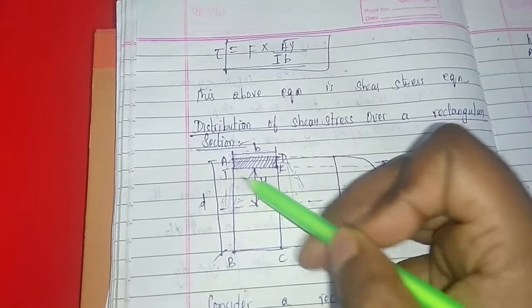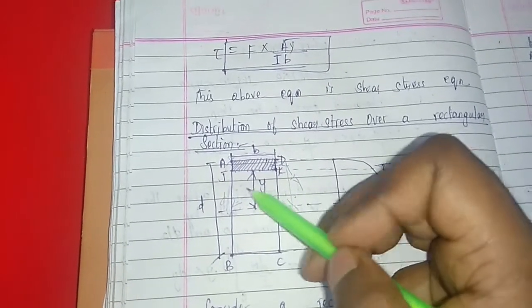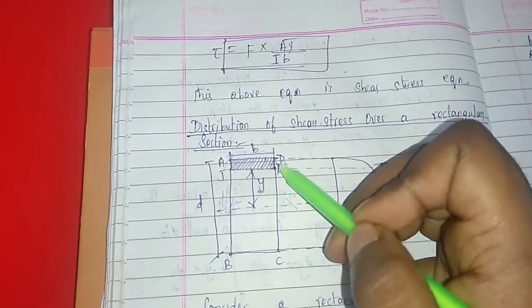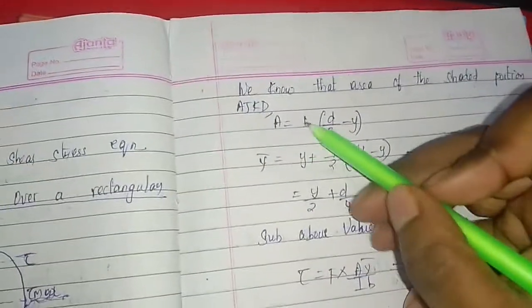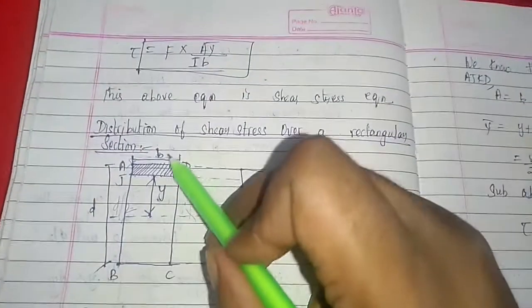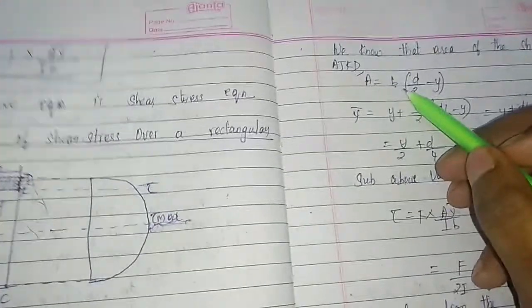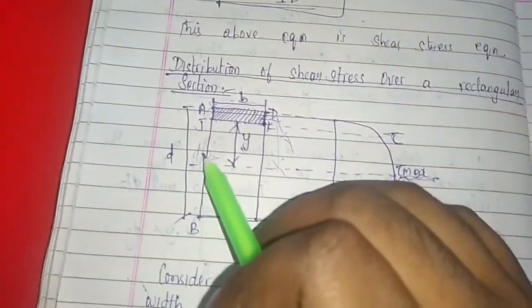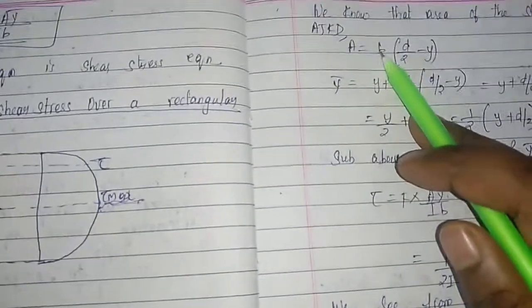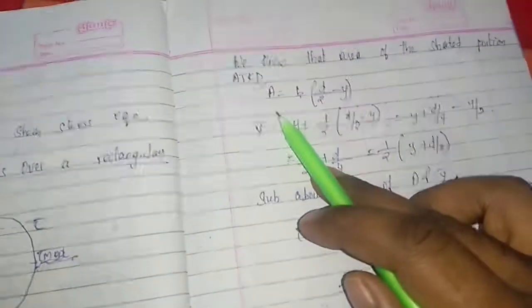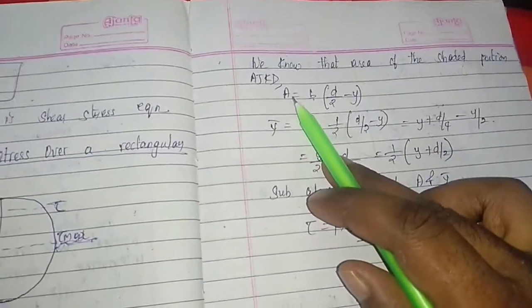If you subtract Y from D by 2, you will get the height of this particular portion. So the area is breadth B into the height D by 2 minus Y, that is, breadth into that height.